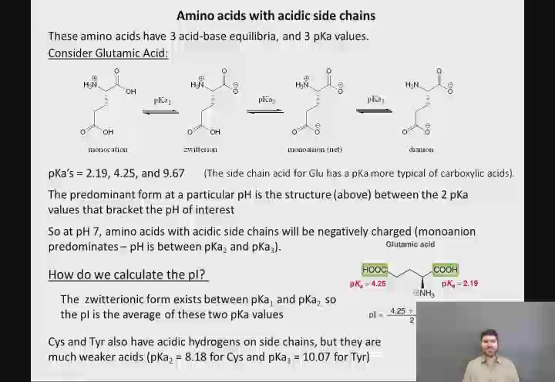And then, as I said previously on the last slide, cysteine and tyrosine also have acidic hydrogens on their side chains, but they're much weaker acids. The pKa 2 value is 8.18 for cysteine, and the side chain acid for tyrosine, the phenolic OH, is much weaker. Its pKa is 10.07, and because that's a higher pKa than the alpha amino group, that actually turns out to be pKa 3 for tyrosine.